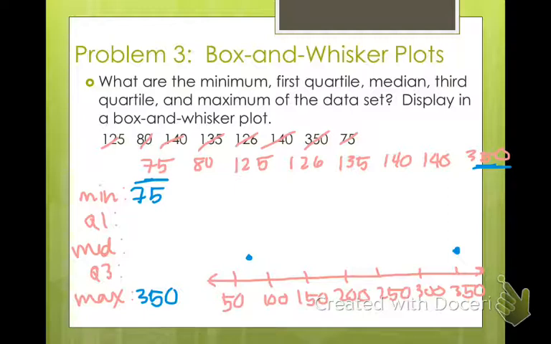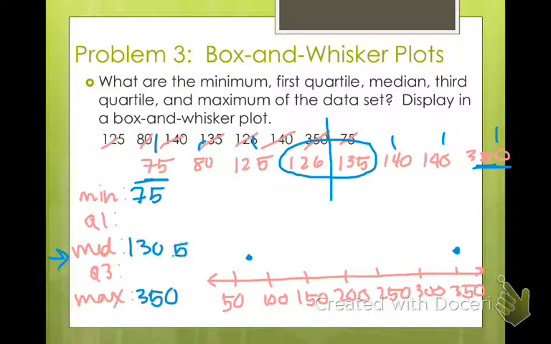Now what I'm going to do to find the median next is I'm going to split this data in half. So I'm going to kind of tick off the outsides until I get to the middle. Well, I have two numbers in the middle. Okay, when we have two numbers in the middle, what we're going to do is take the average. So I'm going to add together 126 and 135, and I get 261. I take that 261 and divide it by 2. That gives me my median, 130.5.